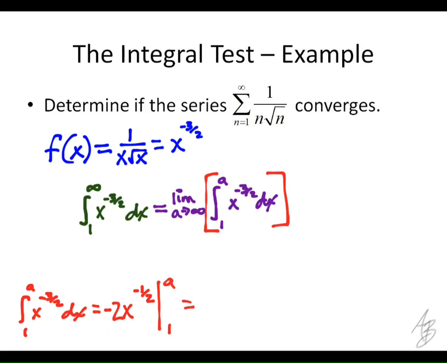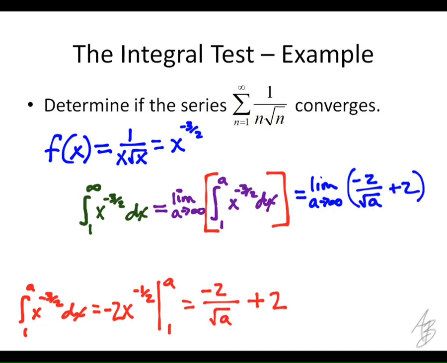So what do we get when we put a in here? Negative 2 over square root of a minus negative 2, which is the same thing as plus 2. So going back up here, we get the limit as a approaches infinity of this quantity right here, that expression. So it's going to be negative 2 over the square root of a plus 2.